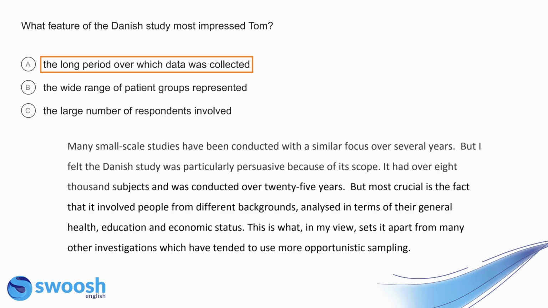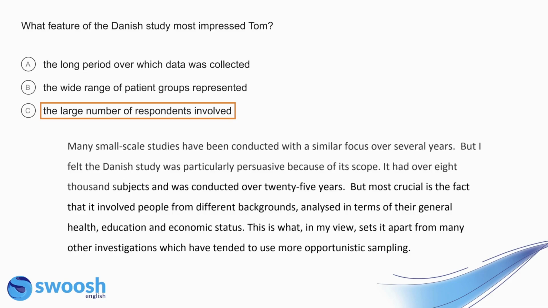If we look at the transcript, we can see that there is in fact a mention of a period over which the data was collected. It says that this study was conducted over 25 years. However, this is our first example of a distractor, because as you can see, if you read around this, it's not talking about this long period impressing our speaker. So remember, our question is asking for the feature that most impressed Tom. It mentions the period of time, and you could say that 25 years is a long period of time, but it doesn't say anything here about him being impressed by that. So that's our first distractor.